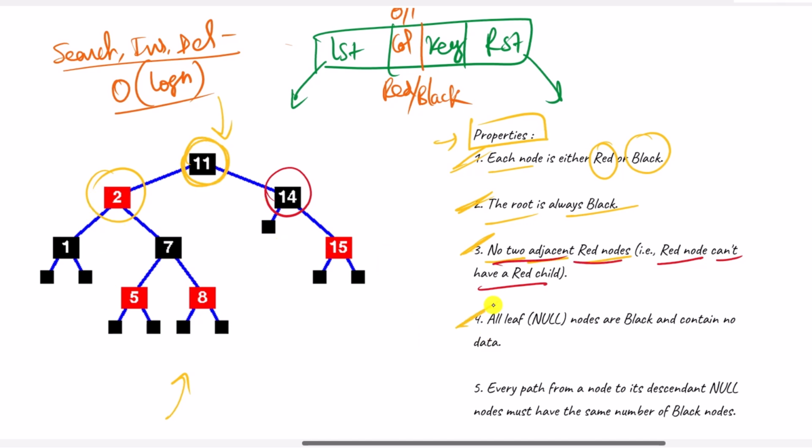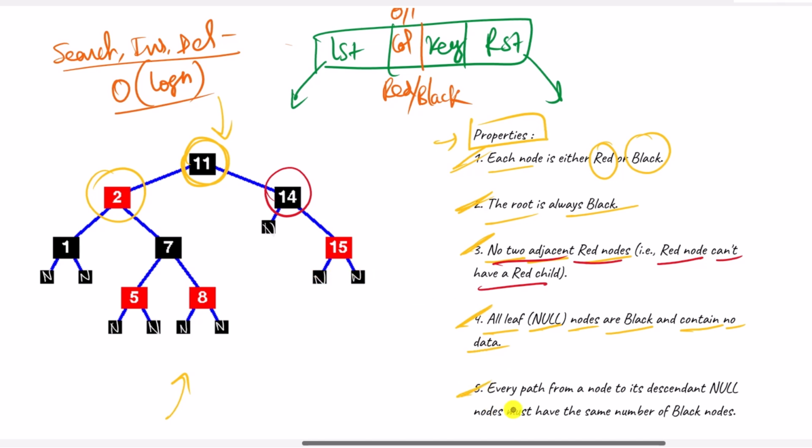The fourth property is that all leaf nodes are black and they should not contain any data. So they should be null. You can see these are all the leaf nodes and they do not contain any data. So these leaf nodes are null, and they are mainly used for the structure of the tree.